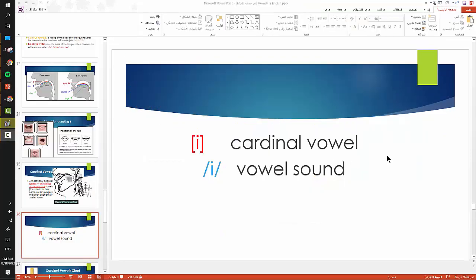A note for you here: if you're referring to a cardinal vowel, you are referring to the system itself, so put your cardinal vowel between square brackets, like this. But if you are referring to a vowel sound in the English language, for example, you put the vowel sound between slashes.